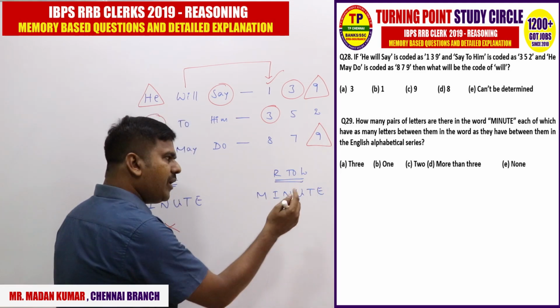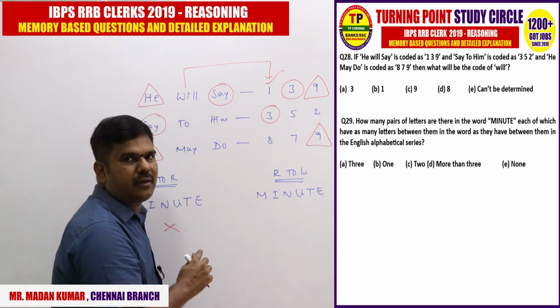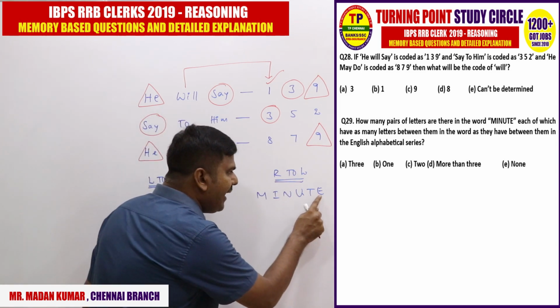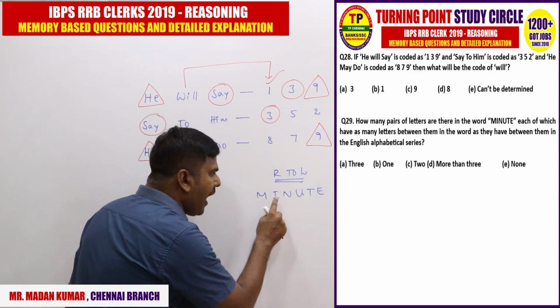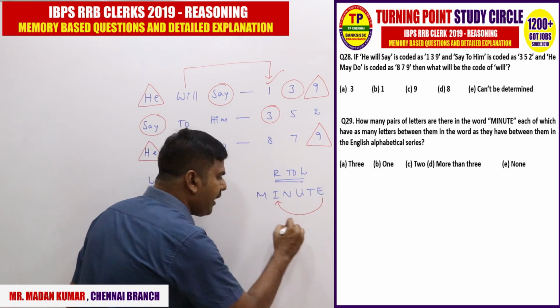Coming from right to left, we need to count normal alphabet only. Don't go from back to front. Starting with E, F, G, H, I. Now we do have one pair, right? E and I are one pair.